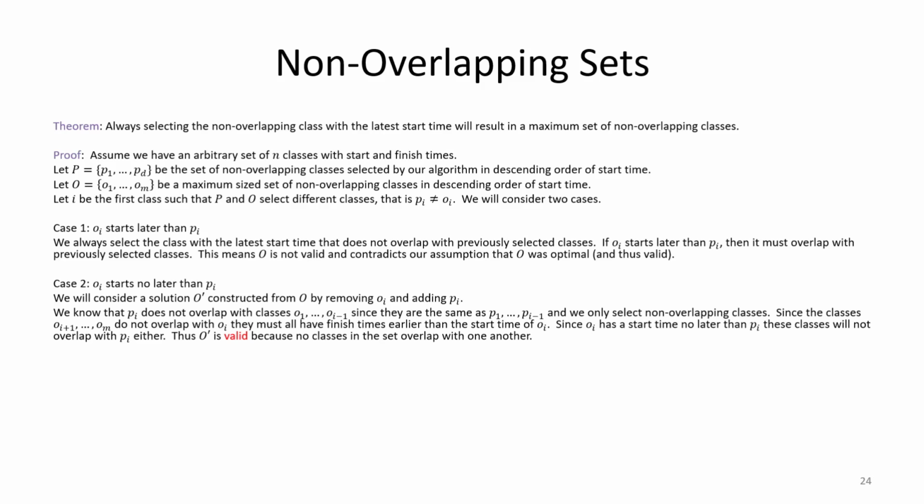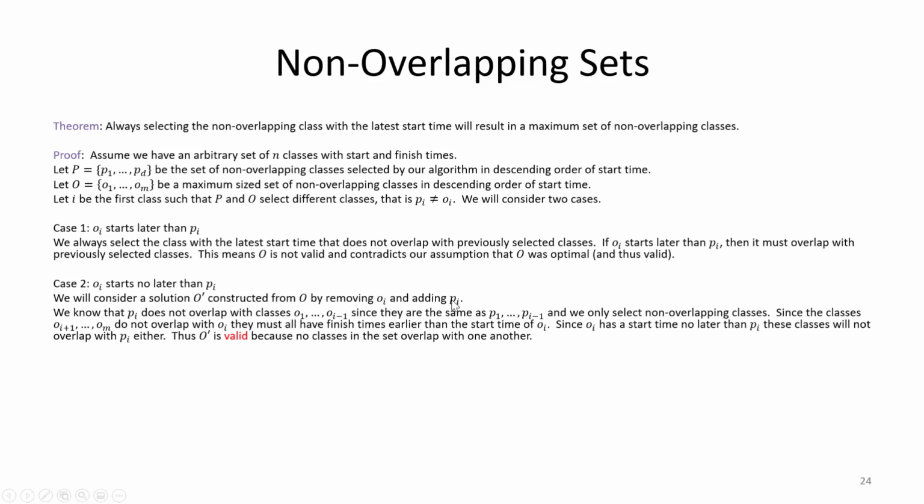So remember, for validity, we want to make sure that PI does not overlap with any of the other elements of O. So I'm going to start with all the elements we added beforehand. So these are the elements O1 up to OI minus 1. Now remember, when we start out our proof, and it's important, this part we sometimes skip, but it's an important subtlety. This idea that we're saying let I be the first class in descending order of start time, such that they disagree. That means up until this point, they have agreed. So O1 up till OI minus 1 is the same as P1 up to PI minus 1.